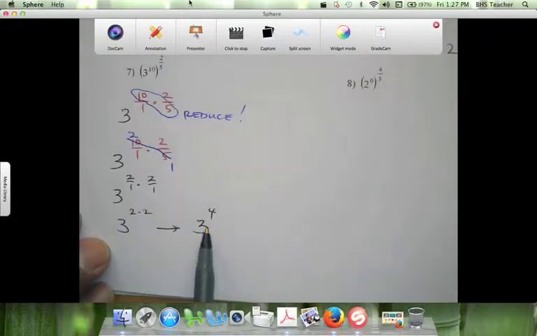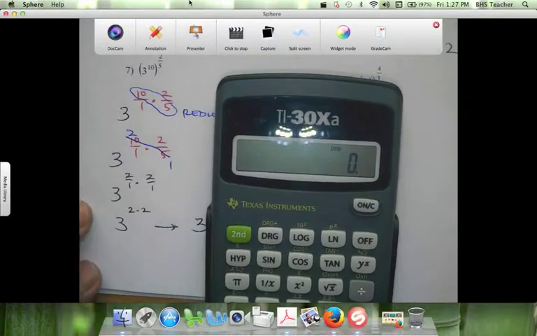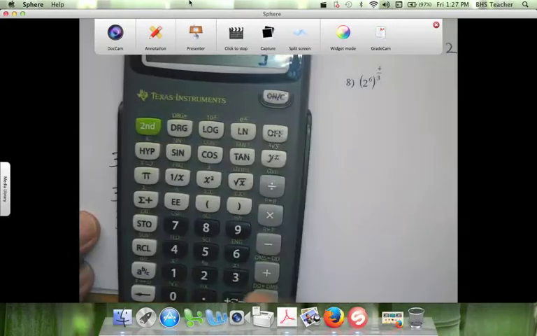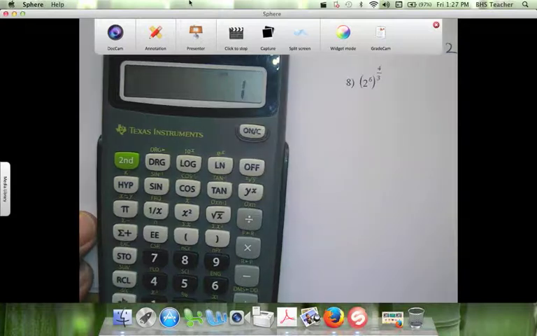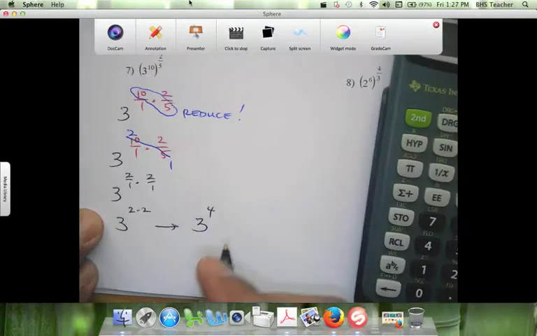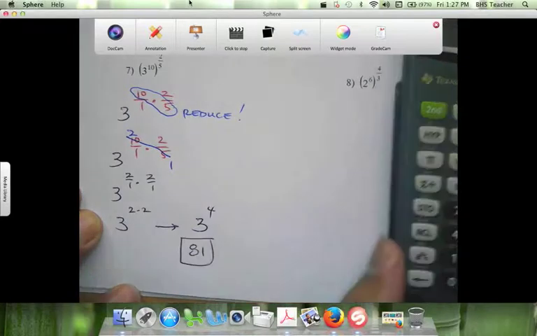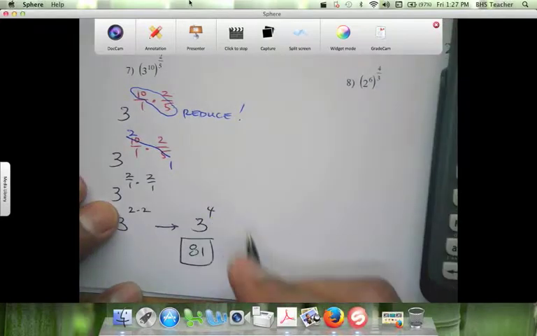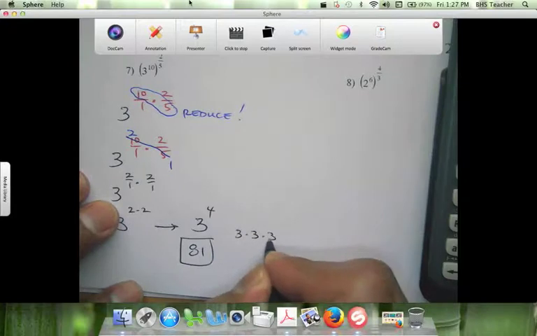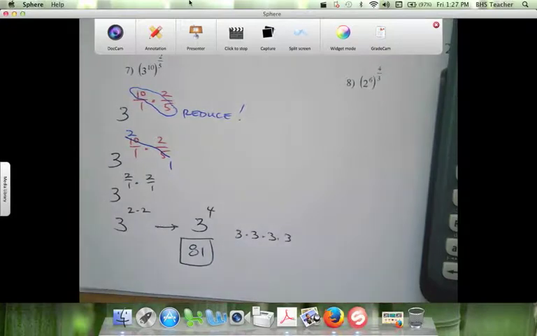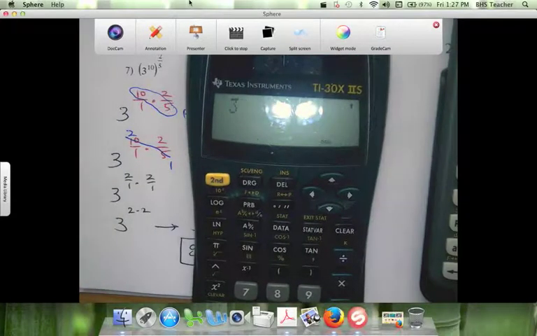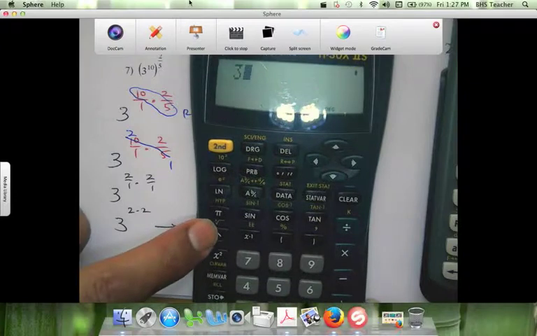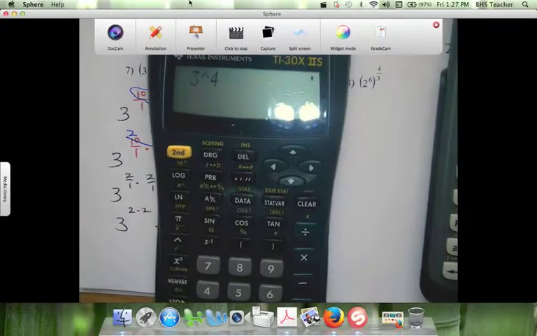That's when you go to your calculator. I'm going to go here. Put this one here. 3. This button here. To the power of 4 equals 81. Remember, 3 to the power of 4 does not mean 3 times 4. It means 3 times 3 times 3 times 3. Again, if you go back to this calculator, it's 3, and then you got this arrow, exponent 4 equals, and you get the 81.